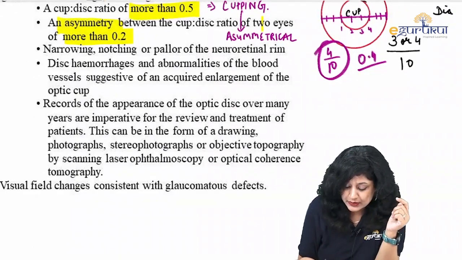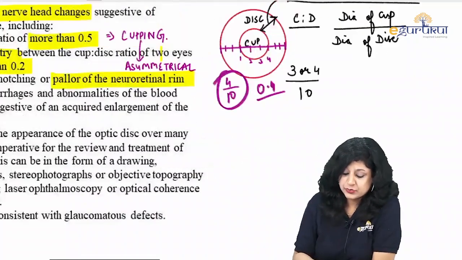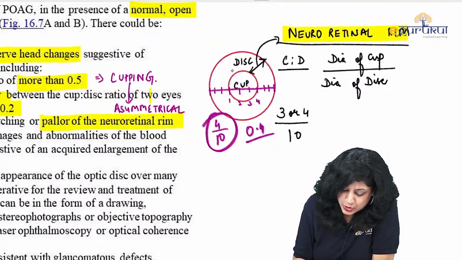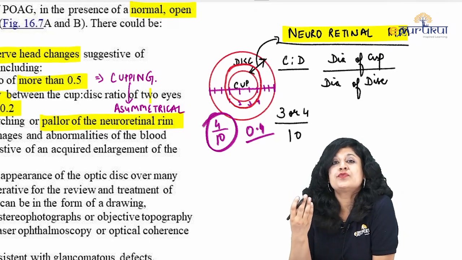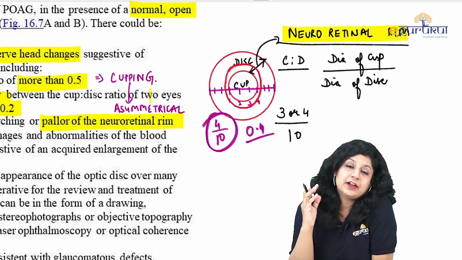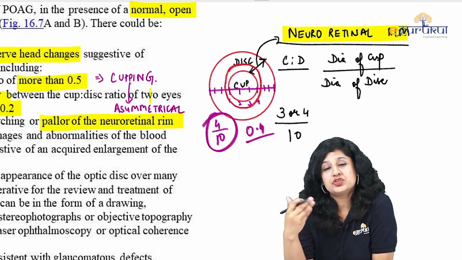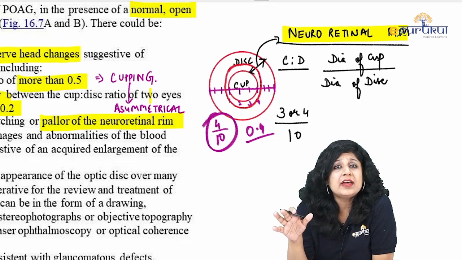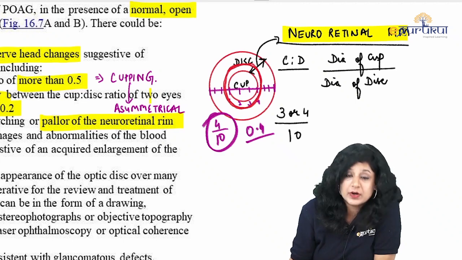Narrowing, notching or the pallor of the neuroretinal rim. Now obviously, as you know, size of this cup will increase. So the cup size will increase in the vertical direction more than the horizontal direction, because there is first loss of superior and inferior fibers. See, what do you mean by atrophy? Atrophy means that the fibers of the optic disc are getting affected, getting ischemic, and they are dying. How they are dying? By the apoptosis. So when they are dying, this hollow will increase. So the shape of this hollow will be vertically oval.